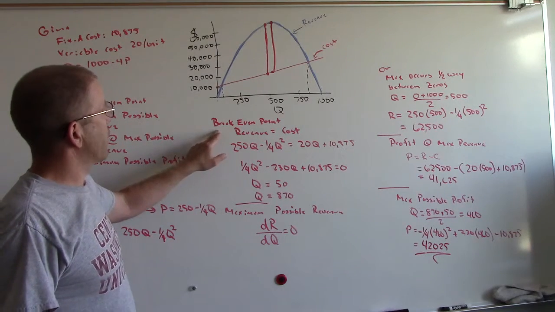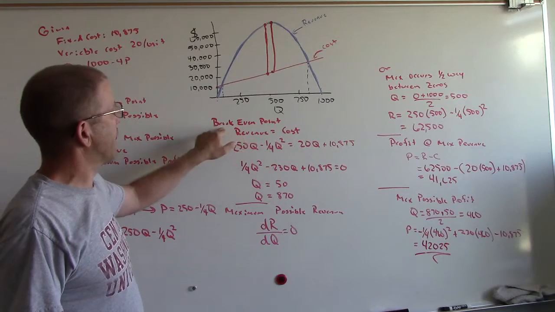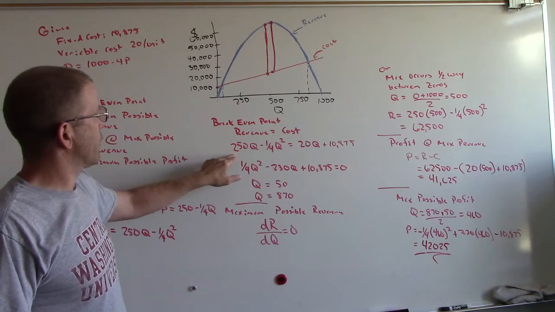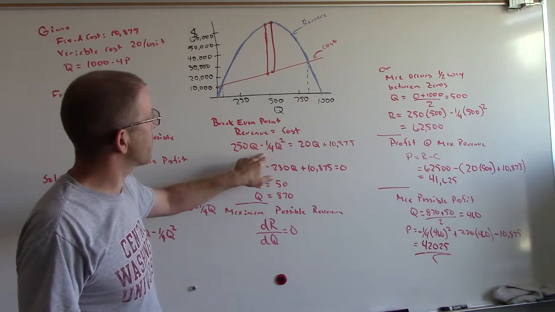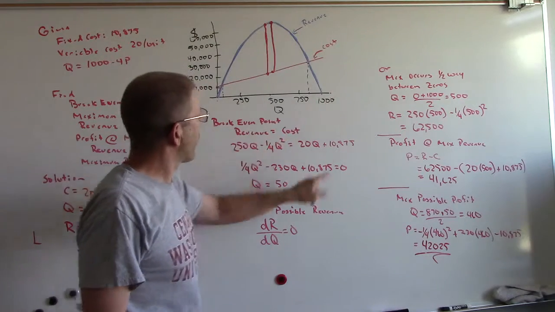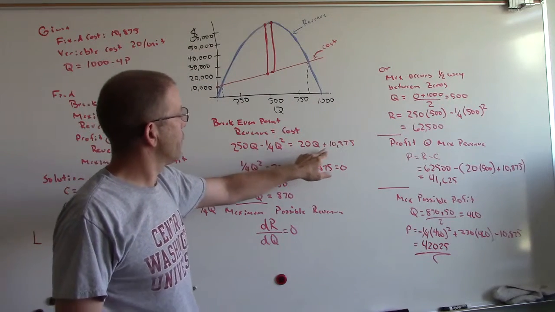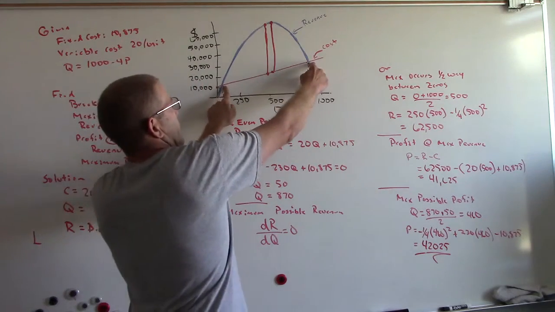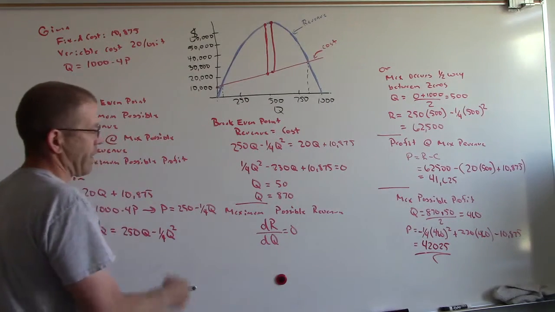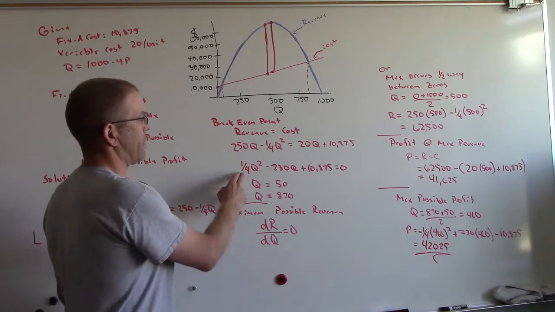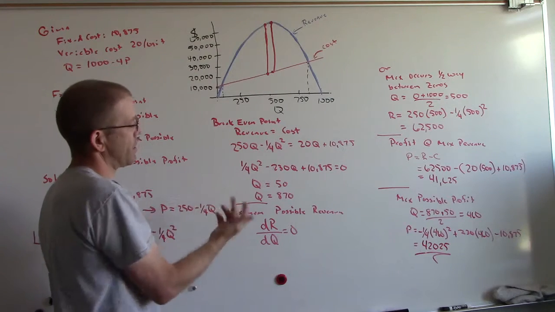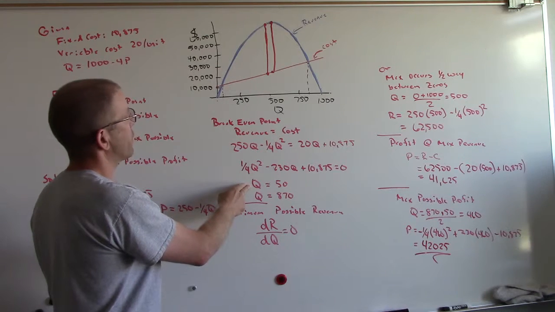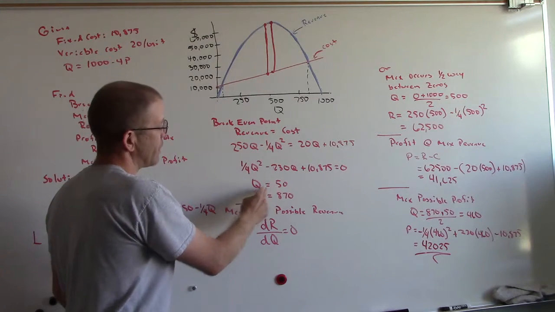So in order to determine the break-even point, what we're going to do is say that that break-even point occurs when the revenue is equal to the cost. So we're going to go through and say that we have 250Q minus 1/4 Q squared equal to 20Q plus 10,875. All I'm doing is looking for those 2 points where the 2 graphs intersect. When I go through and plug this into a polynomial solver, some kind of quadratic solver such as on your calculator, we find that the 2 break-even points for this particular problem are 50 and 870.